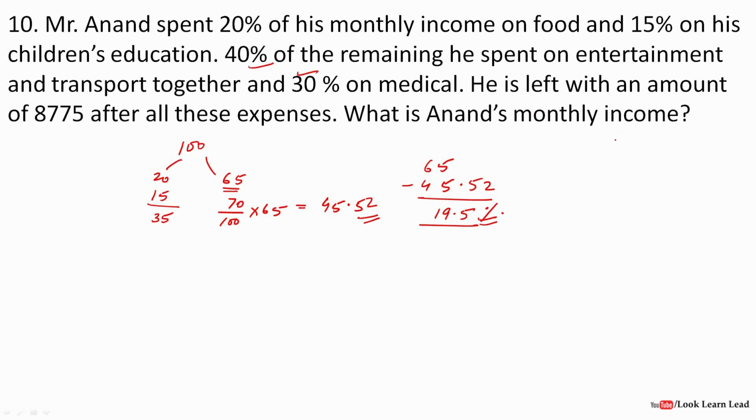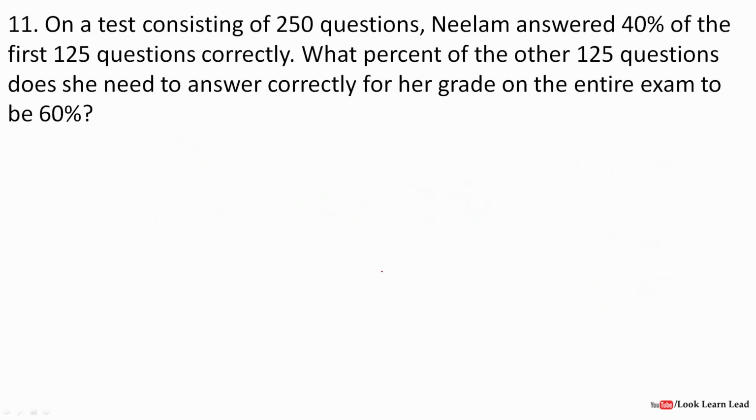Now he is left with an amount of 8775. So 19.5% is equivalent to 8775. So 100% would be equivalent to what? This is how you have to calculate. It is very simple. It is 8775 divided by 19.5 into 100. Okay, so you will exactly get 450 as the answer. So this is the answer. It is the initial amount which we had.